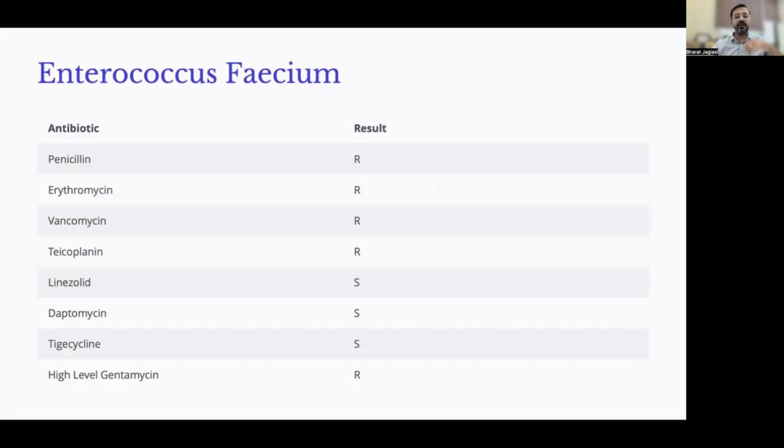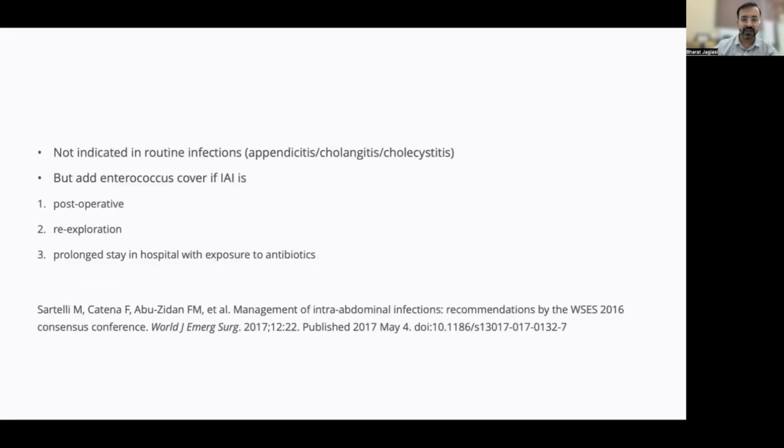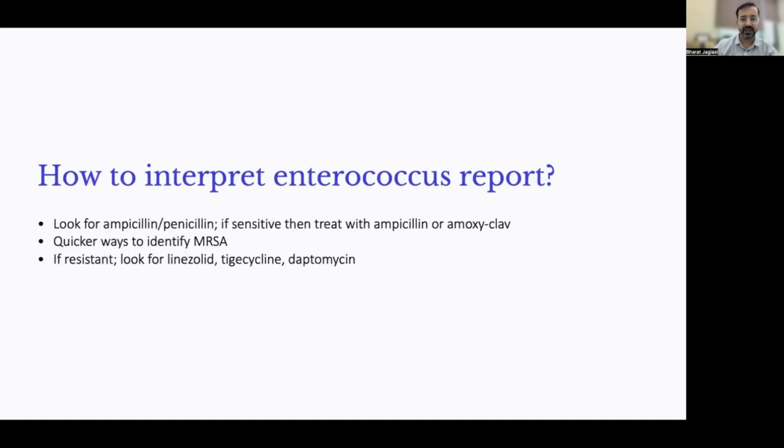Then another gram-positive coccus, that is Enterococcus faecium. We see this kind of culture report very often, but we also need to remember it's part of normal GI flora. It can cause common colonization of the GU tract as well and get selected out after extensive cephalosporin treatment. So it is not indicated in routine infections like appendicitis, cholangitis, or cholecystitis, but add Enterococcus cover in intra-abdominal infection if it's post-op, re-exploration, or prolonged stay in hospital with exposure to antibiotics.